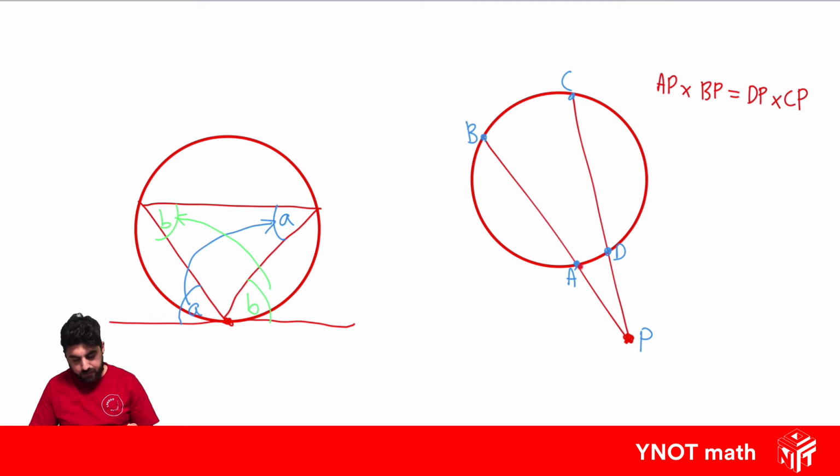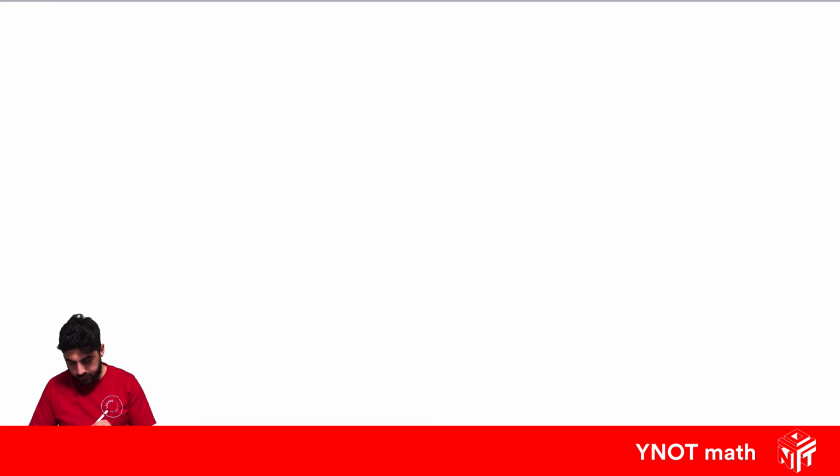So AP multiplied by BP, the whole length, so the bit that comes out multiplied by the whole length equals, in the other secant, the bit that comes out multiplied by the whole length. So when two secants intersect at an external point, the products of the intercepts are equal. Let's look at one more.